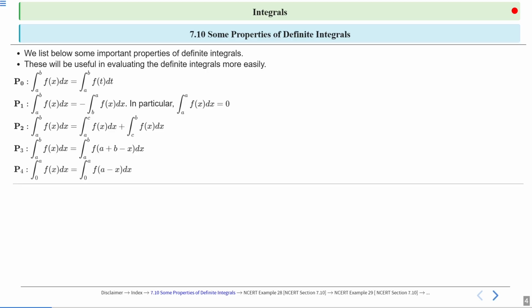P4 is: the value of the definite integral from 0 to a f(x) dx is equal to the value of the definite integral from 0 to a f(a - x) dx. Same as property 3, P3. Here the value of a is 0 and b is a. So it is the same as the previous one. So the value of the definite integral from 0 to a f(a - x) dx is the same as the value of the definite integral from 0 to a f(x) dx. Okay.